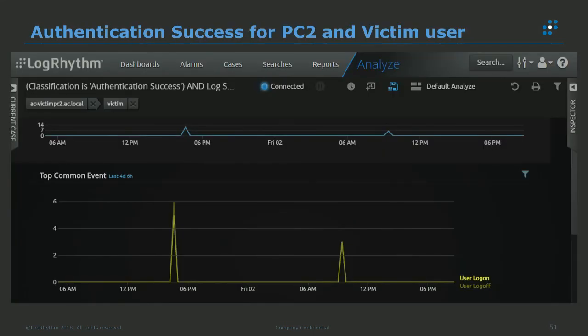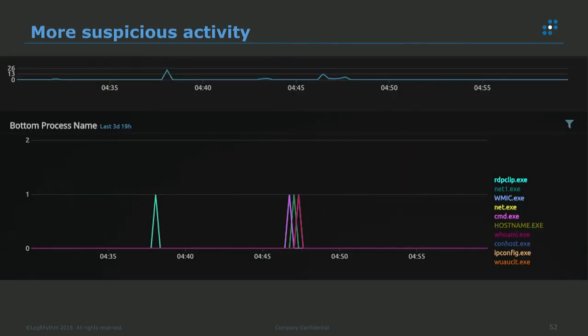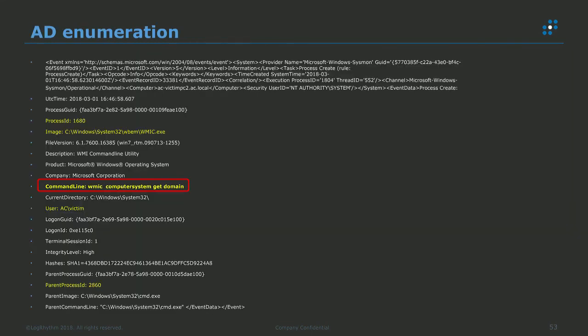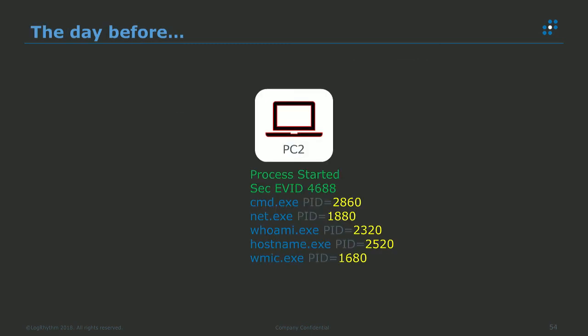In this screen, we decide to look for particular authentication activities. And again, this all helps to know what's normal versus what's not normal. What we ultimately find is more commands being run, so WMIC, which is used for domain enumeration, net commands, and so on. So there seems to be a bunch of different commands being executed before the main attack, so to speak, was carried out.